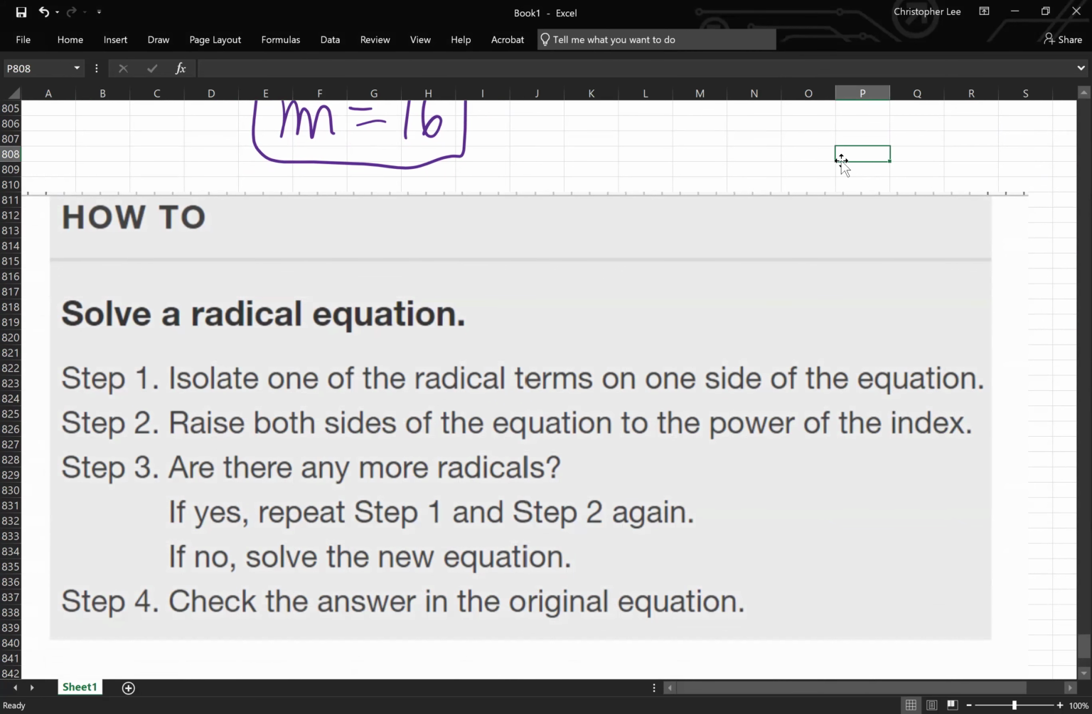So this is how to solve a radical equation. Step 1, isolate one of the radical terms on one side of the equation. Step 2, raise both sides of the equation to the power of the index. And step 3, are there any more radicals? If yes, you got to repeat steps 1 and 2. If no, then you just solve the new equation. Step 4, check the answer in the original equation. All right. Questions on this? Anybody?